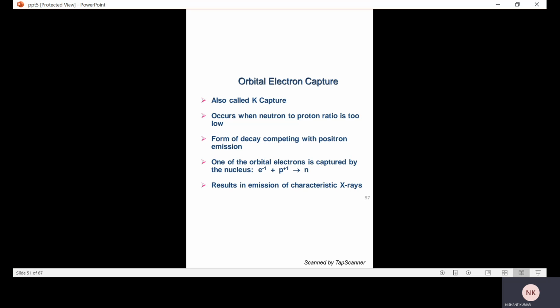Orbital electron capture. The orbital electron capture is also called K capture. This occurs when the neutron to proton ratio is too low. It is a form of decay competing with positron emission. One of the orbital electrons is captured by the nucleus, resulting in emission of characteristic X-rays.